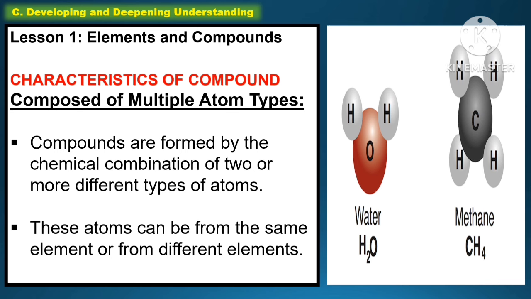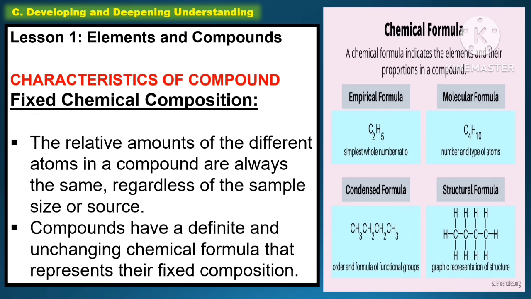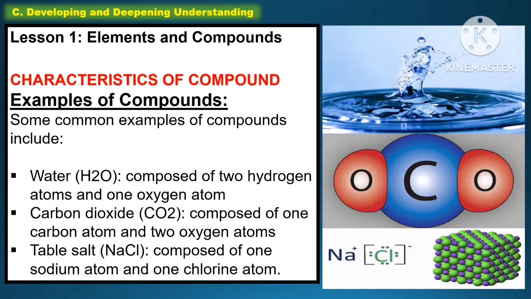These atoms can be from the same element or from different elements. Another characteristic of a compound is having fixed chemical composition. So the relative amounts of the different atoms in a compound are always the same, regardless of the sample size or source. So compounds have a definite and unchanging chemical formula that represents their fixed composition.